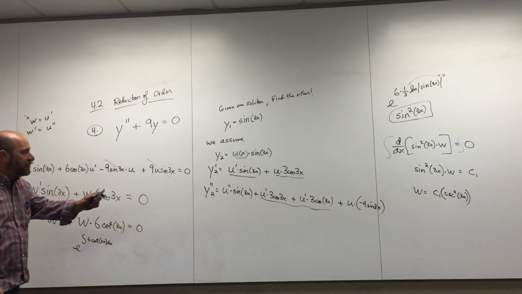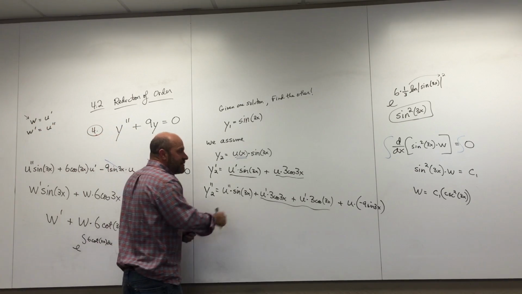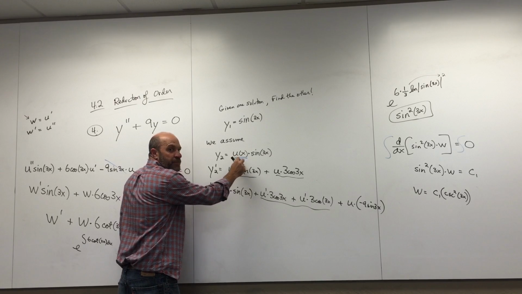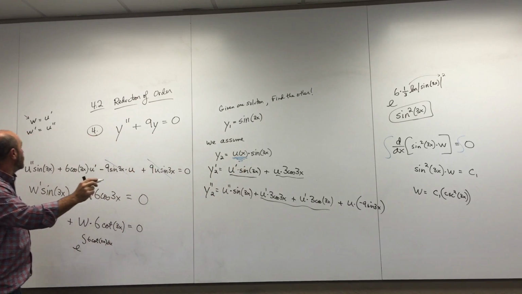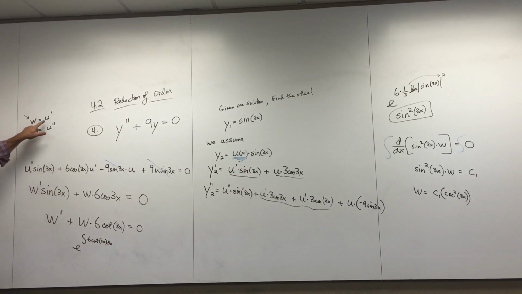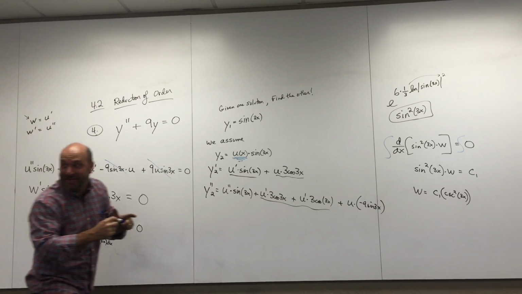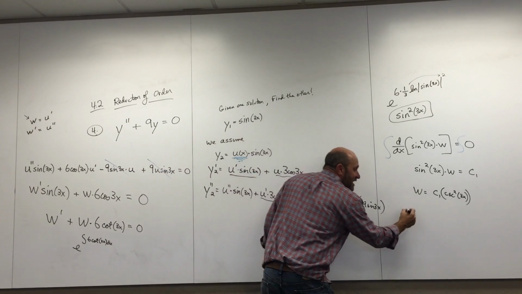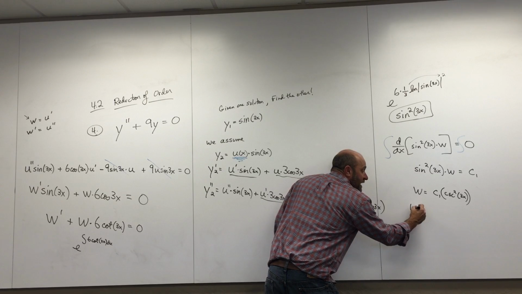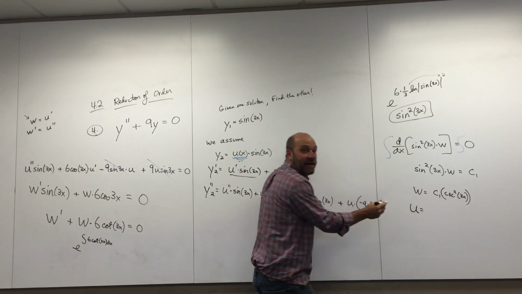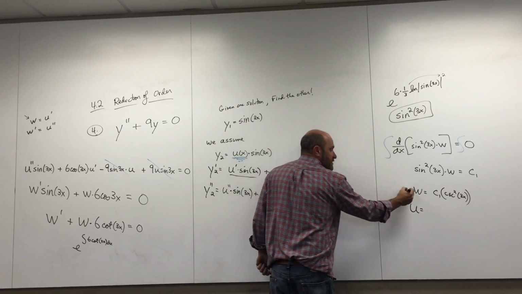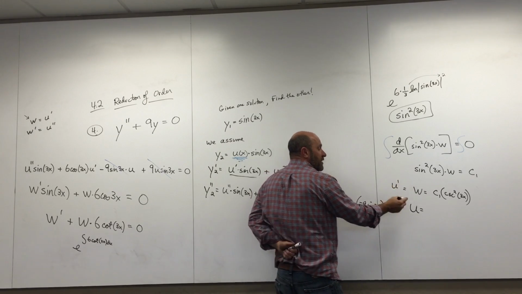Wait a minute. Remember what I'm trying to get? I'm trying to get u. Where's w? U prime. Oh, w is u prime. Oh man, I'm getting close. So you're saying u prime, so what's u? I need to integrate, because this is u prime. All right, so I'm going to integrate.